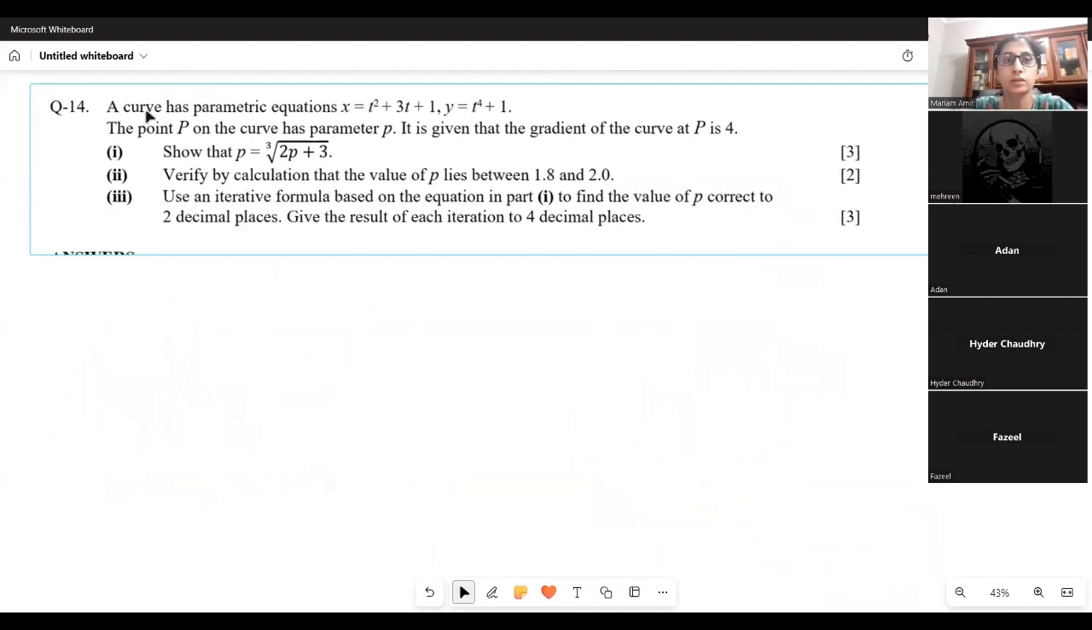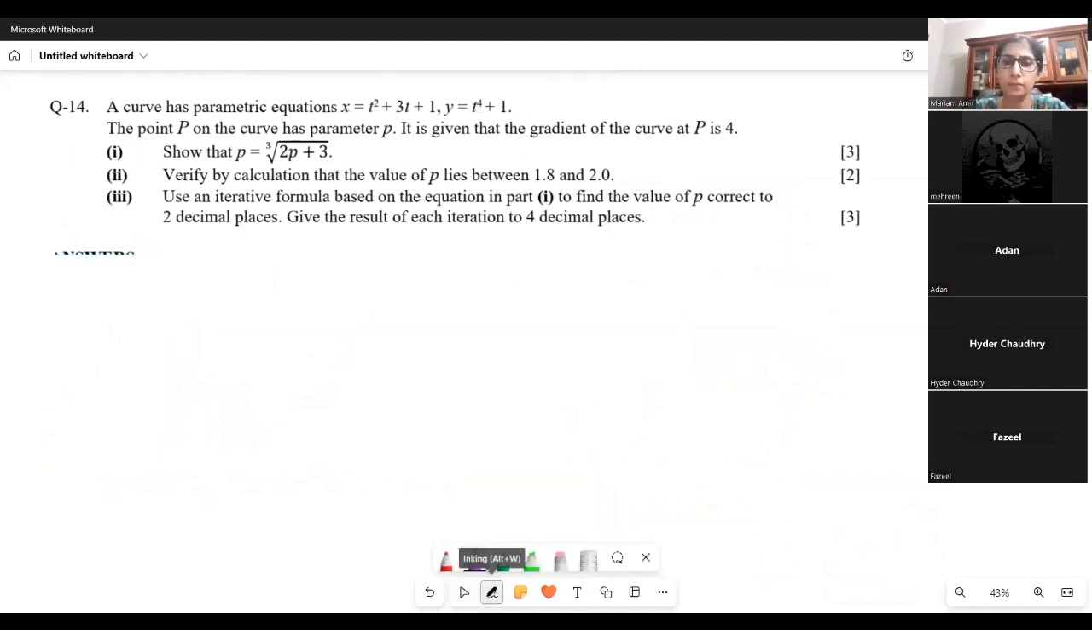Okay. A curve has parametric equations like this and this. We haven't studied parametric equations yet, so let's leave this for now. The point P on the curve, blah blah blah, we're not doing part 1. Okay, let's do part 2. Verify by calculation that P lies between 1.8 and 2.0. First you need to write 0 at one end.